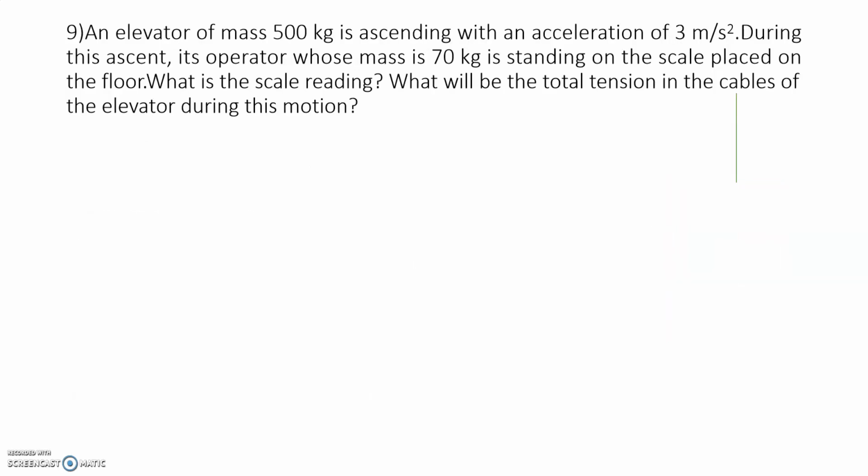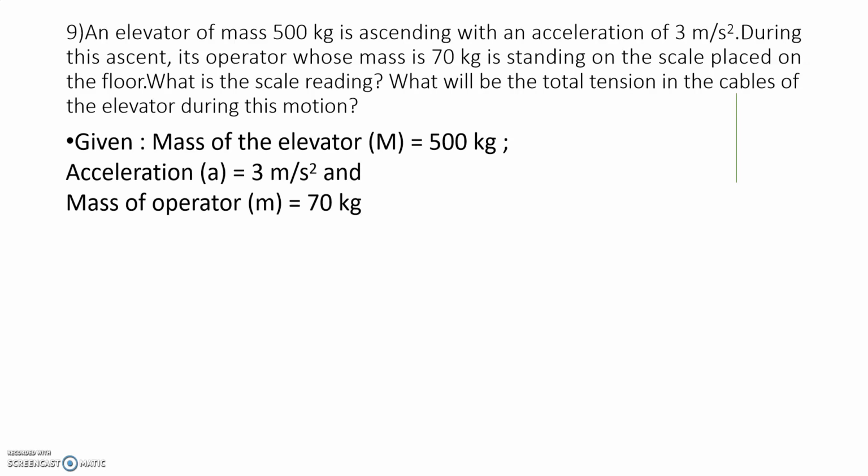Now we can do the last problem. An elevator of mass 500 kg is ascending with an acceleration of 3 meter per second square. During this ascent, its operator, whose mass is 70 kg, is standing on a scale placed on the floor. What is the scale reading? What will be the total tension in the cable of the elevator during the motion? So, given that, we are taking the mass of the elevator as capital M, which is 500 kg, acceleration 3 meter per second square, and mass of the operator 70 kg, which is taken as small m.